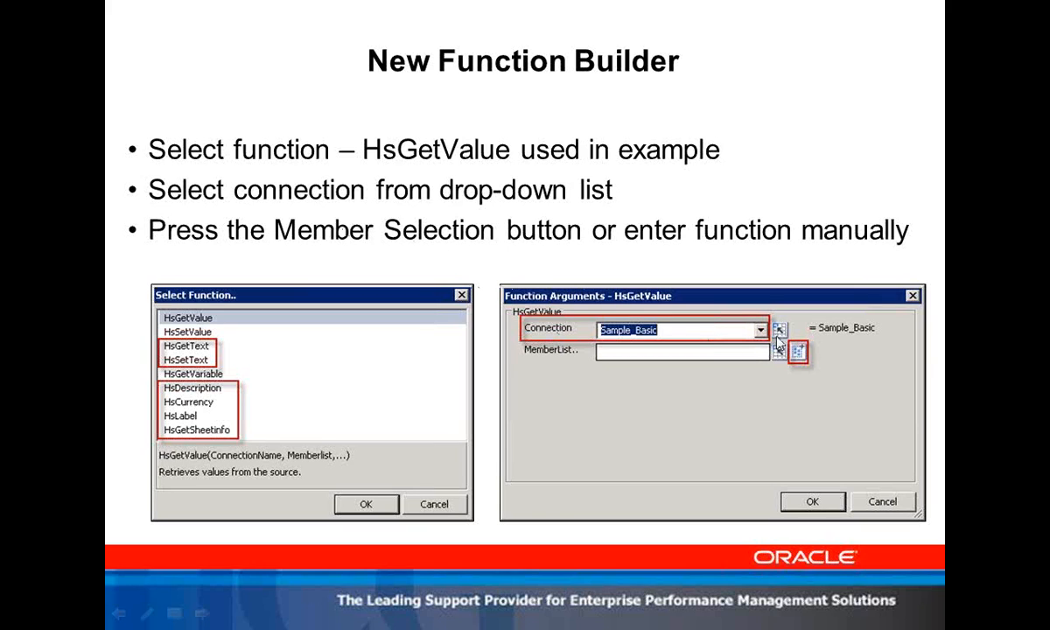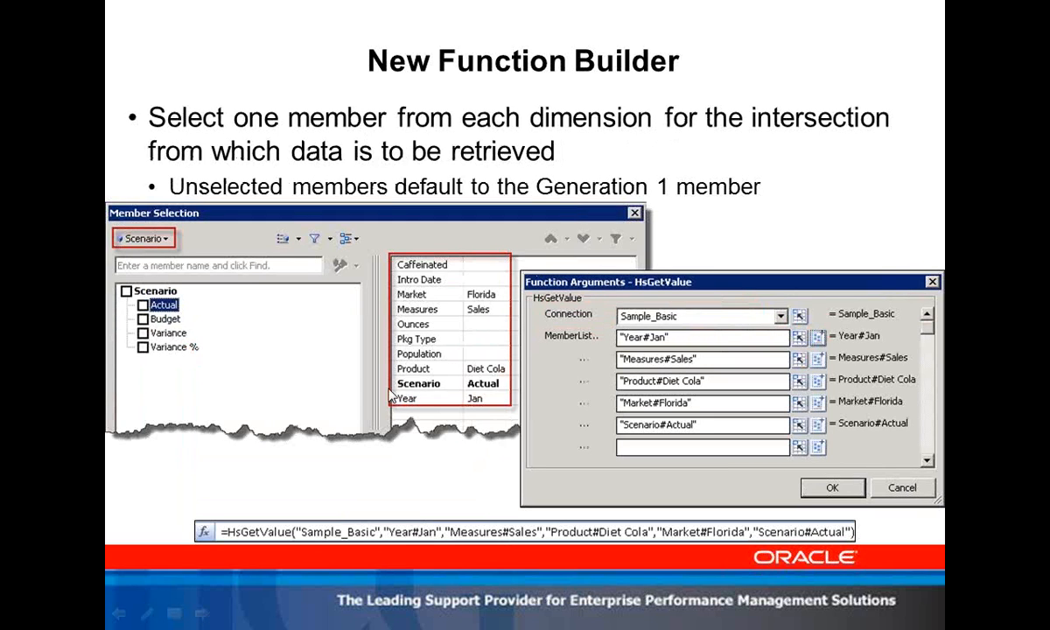via this function. And so I have to do two things. What database am I getting this information from? Sample Basic. And then I press this button here, which opens up member selection. If I want an intersection, I have to specify one member from each dimension in my database that I want to get the intersection of. So I'm selecting January, Sales, Diet Cola, Florida, Actual. If I leave off any of the dimensions, it will default to the top level member, the generation 1 member, the dimension itself.